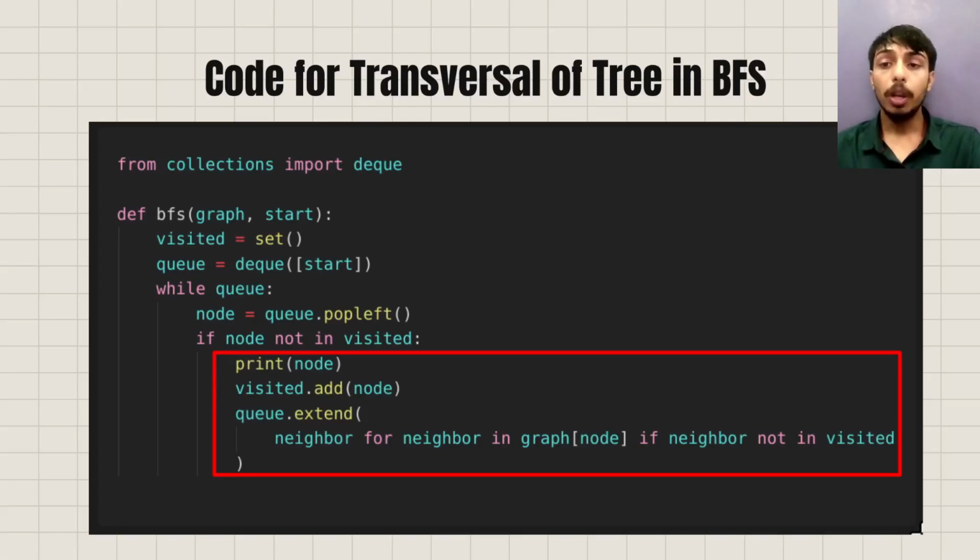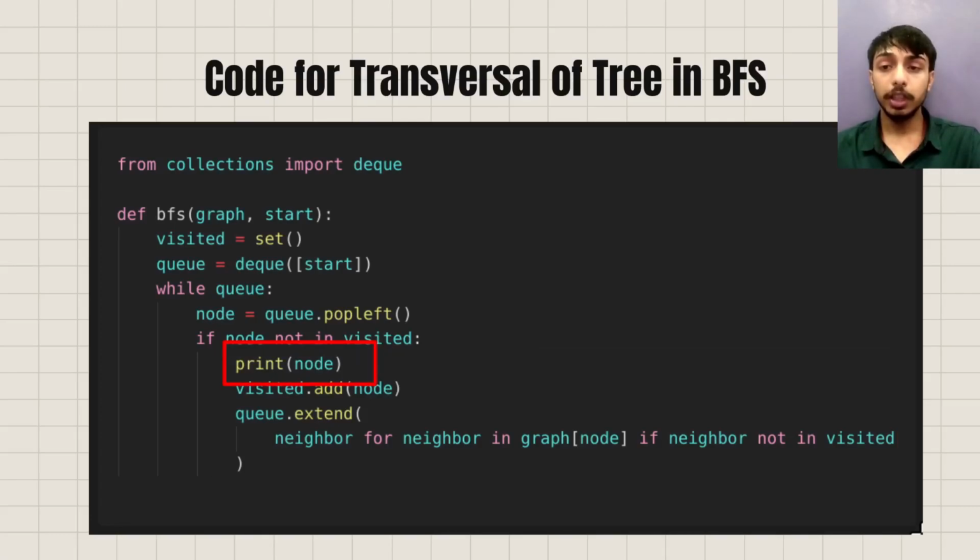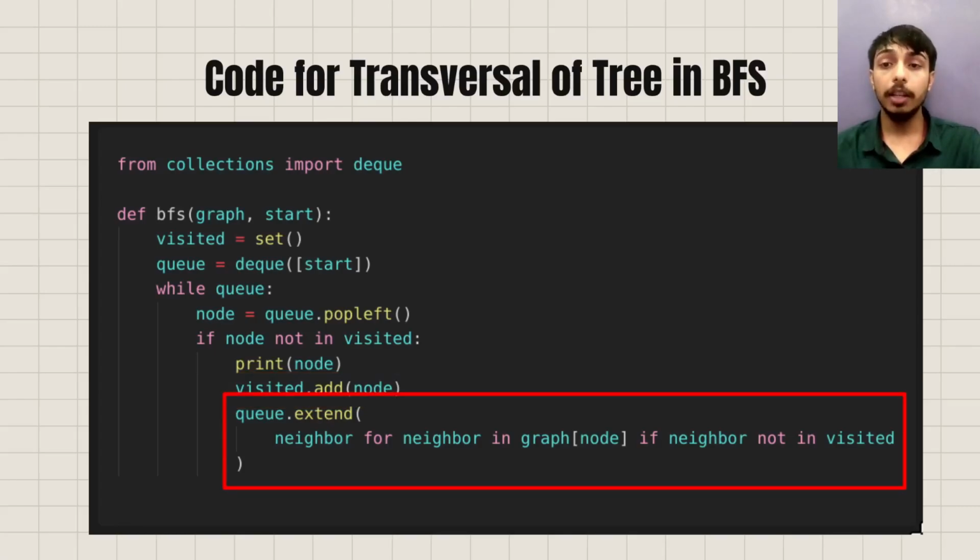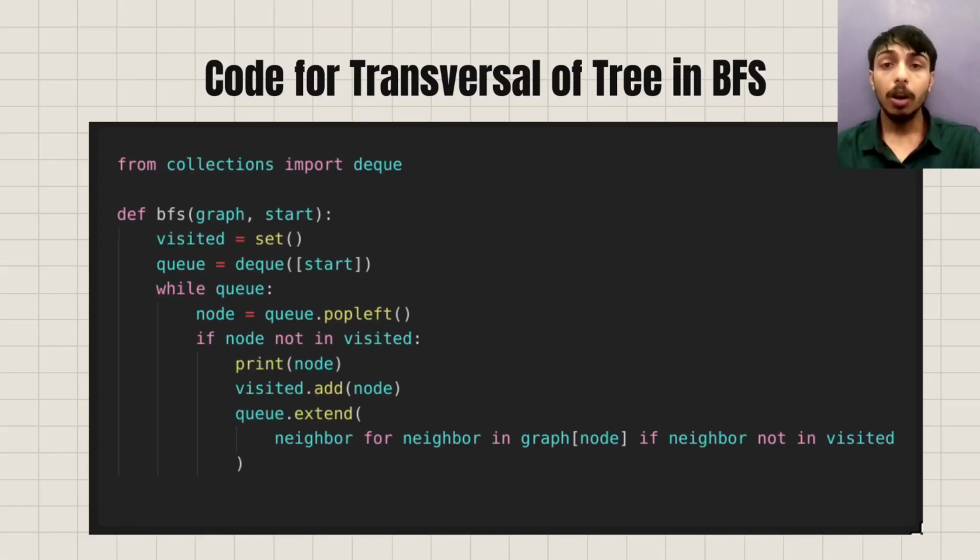Here, we print the node to show we are visiting it, and add it to our visited set, so we don't visit it again. And finally, we add all of its neighbors to the queue, but only the ones we haven't visited yet. It's a bit long, but all it means is, for each neighbor of the current node, if that neighbor hasn't been visited, add it to the queue to be visited later.